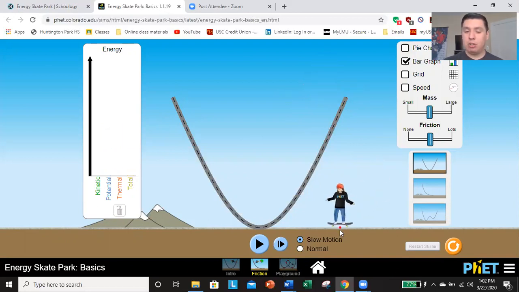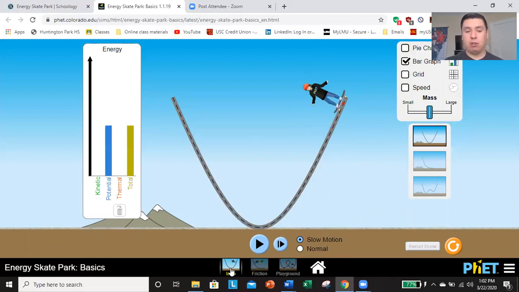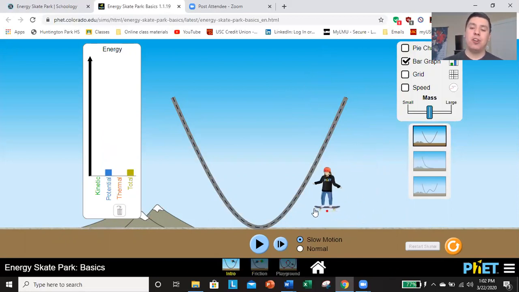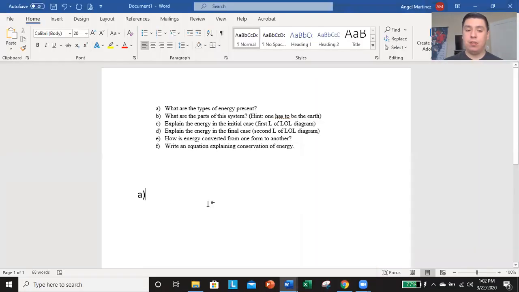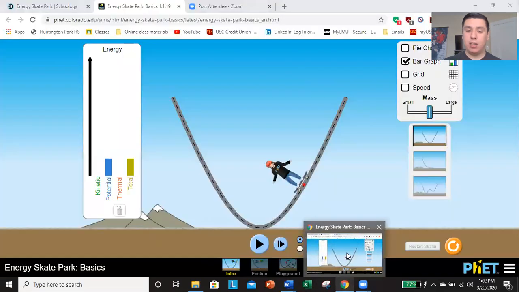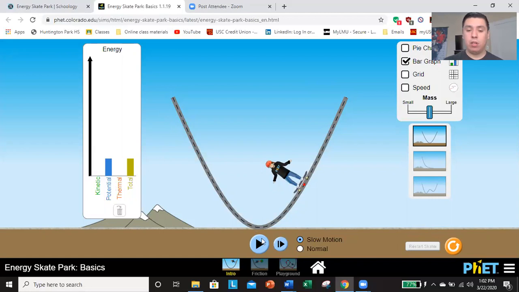All right. Let me show you an example that's not one of the questions I gave you. I'm going to start from this point, around, let's say, a quarter of the ramp. And at the same time, we're going to put it down here in the center. So let's answer the questions together. What are the types of energy present? Right now I'm at Intro, so there will only be potential and kinetic.